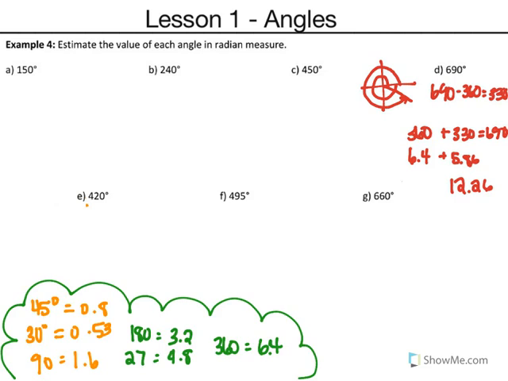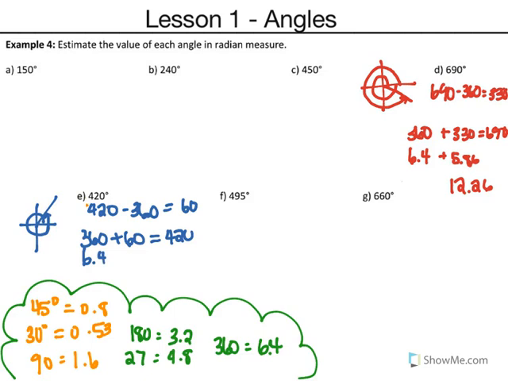420 is one full circle, and 420 minus 360 is 90. 60, just kidding. I can do math. So it would look like this. So if you take 360 plus 60, you get 420. So 4 plus 1.06. You can add this one in if you want. Double 0.53, and you will get 7.46.